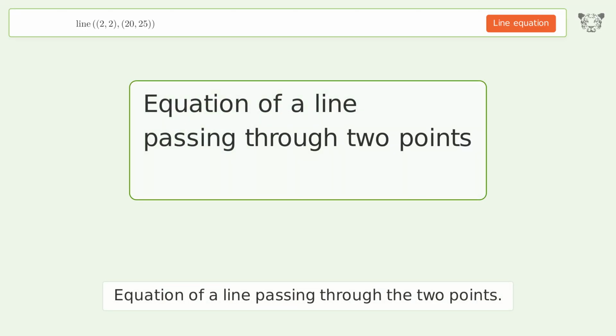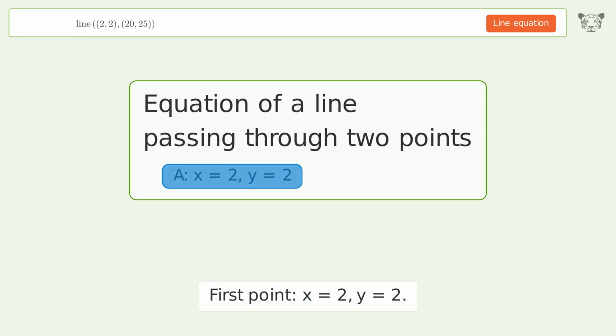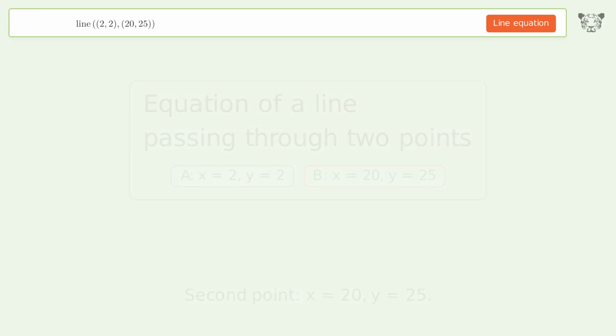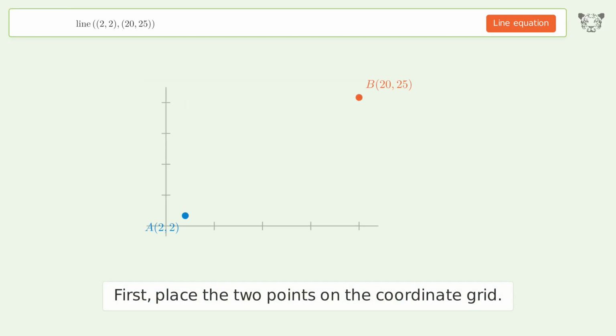Equation of a line passing through 2 points. The first point has x equals 2, and y equals 2. The second point has x equals 20, and y equals 25. First, place the 2 points on the coordinate grid.